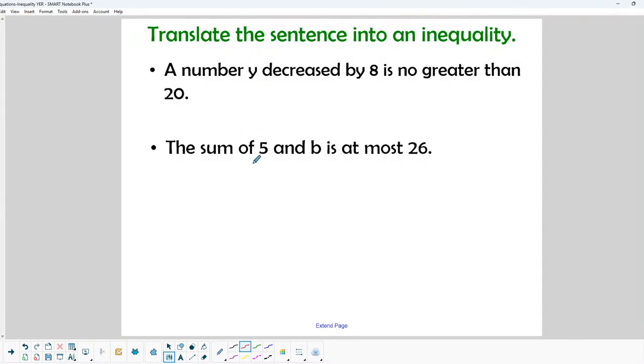Okay, now translate this sentence into an inequality. A number y decreased by 8 is no greater than, which is another way of saying is less than or equal to 20. So if you need to, read them two or three times to make sure you're comfortable with what you're about to write down for your solution.